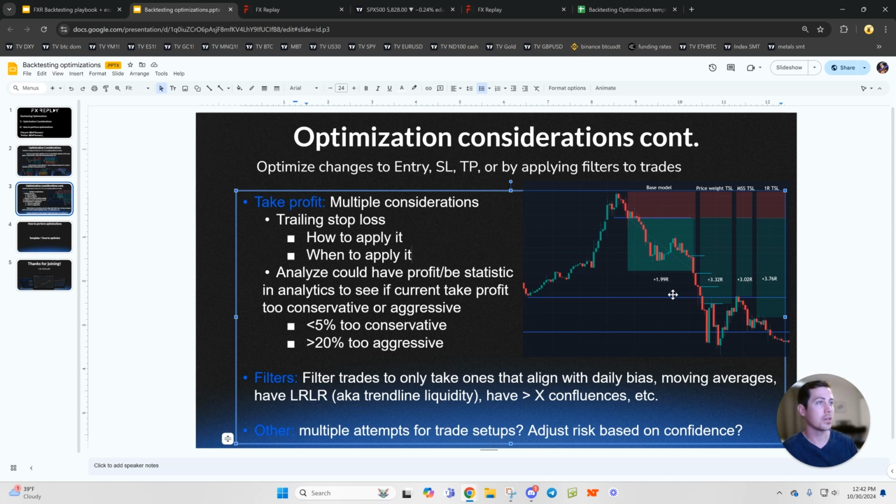Do you go break even after a certain point? But in terms of these specific trailing stop losses, the rule of thumb is to apply them after your basic model take profit is hit. And then I also like to use the could have profit or break even statistic in FX Replay's analytics to see if my take profit is too conservative or aggressive.